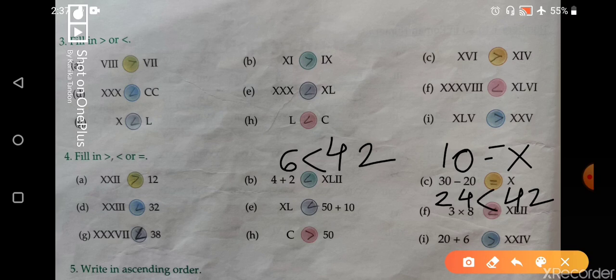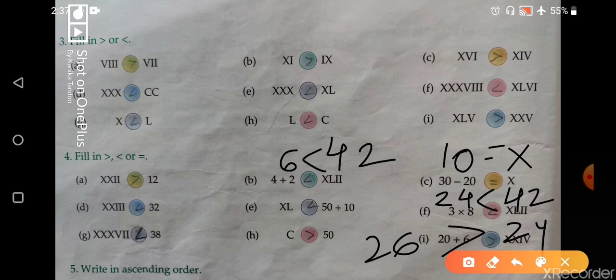24 is the smaller number. And coming on to I, 20 plus 6 is 26, and it is written double X, I and V. So double X is 20 and IV is 4. So 24. What is the smaller number? 24. So we'll put a sign like this.